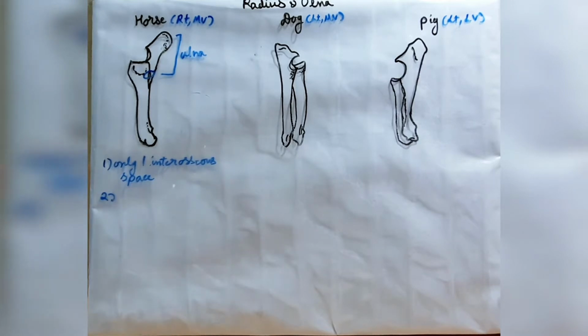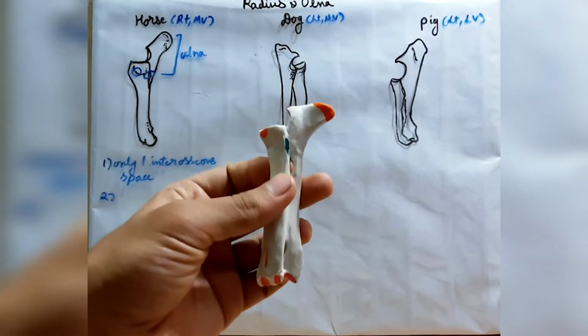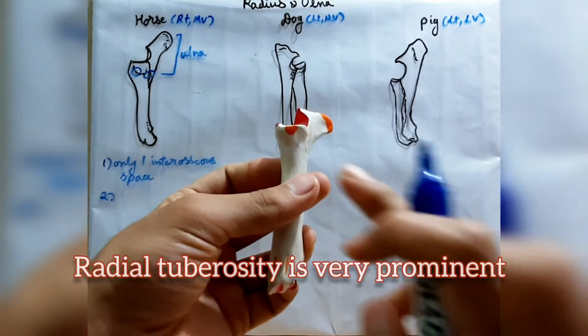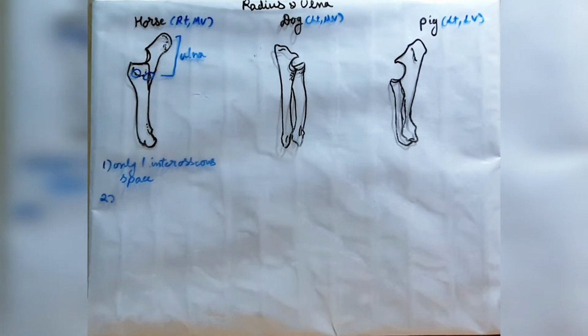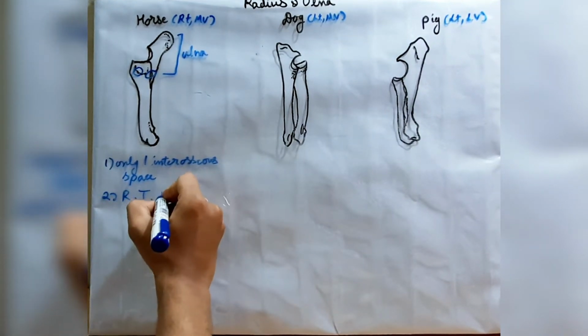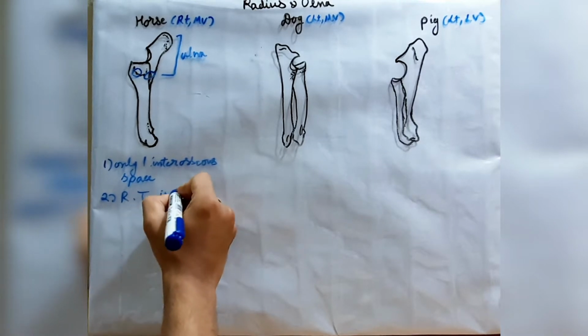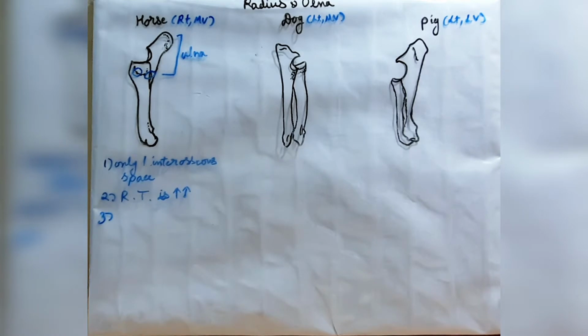Second thing that you can see is that the radial tuberosity is very well marked and it is much more developed as compared to that of the ox. So this is the radial tuberosity. You can see in case of horse, it is very much developed. So radial tuberosity is well developed.